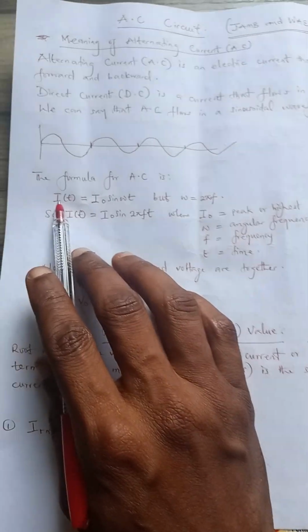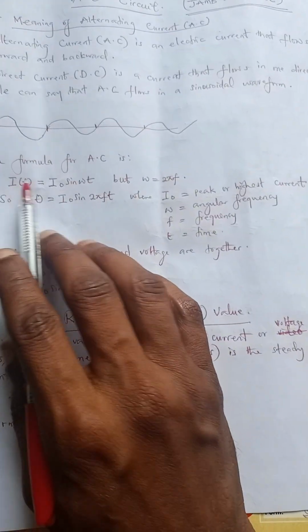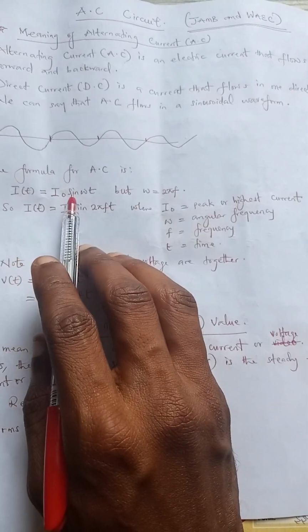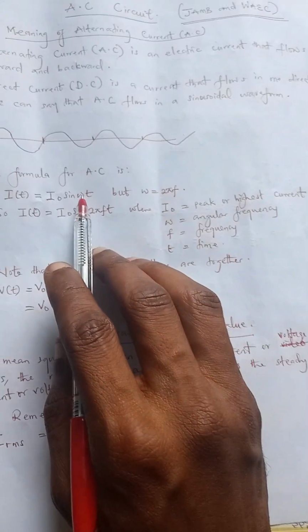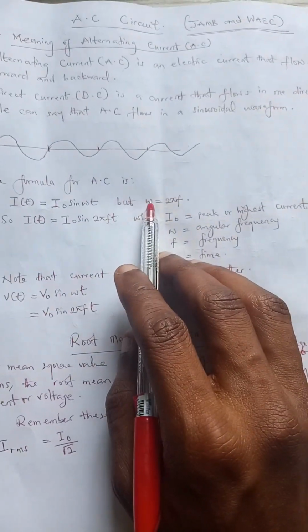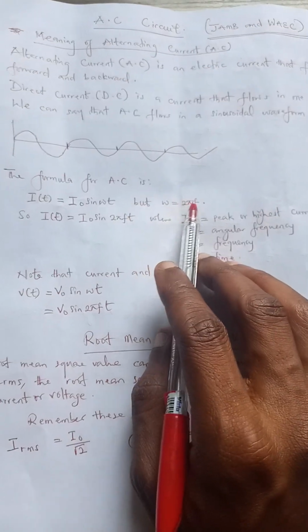So the first thing is that I, which depends on time. Don't forget that in physics, letter I stands for current. Is equal to I0 sine omega t. Look carefully, this sign is called omega, but we know that omega is equal to 2 pi f.